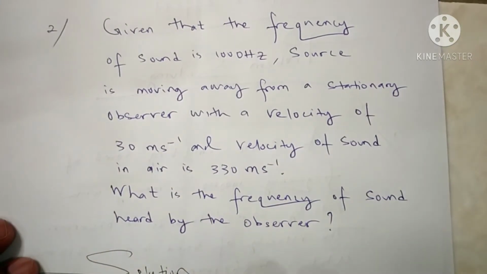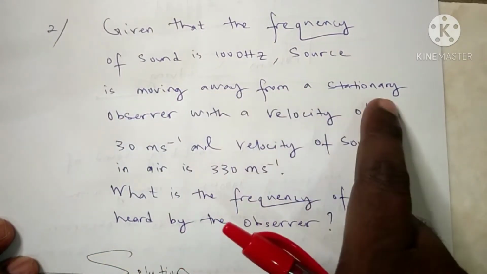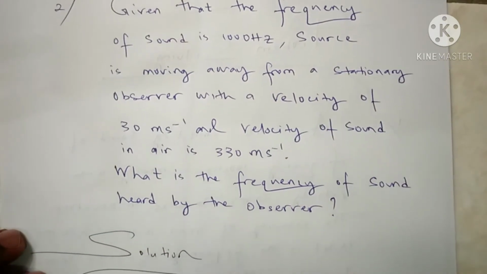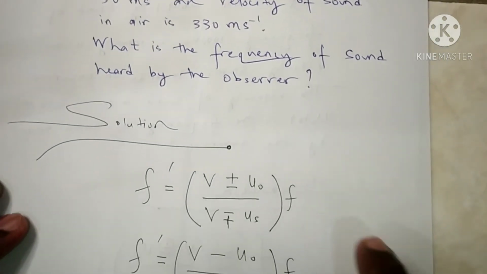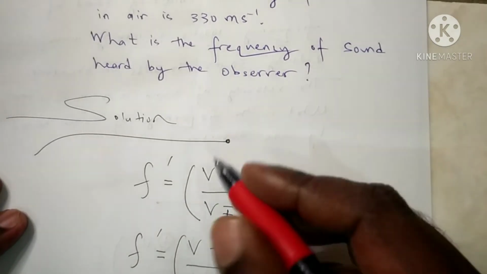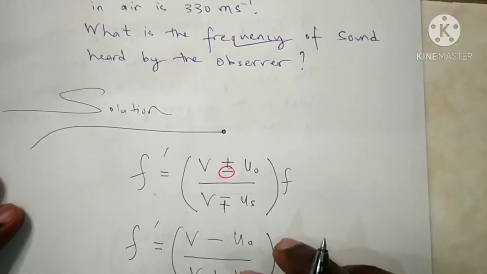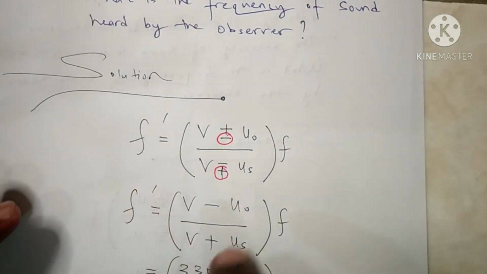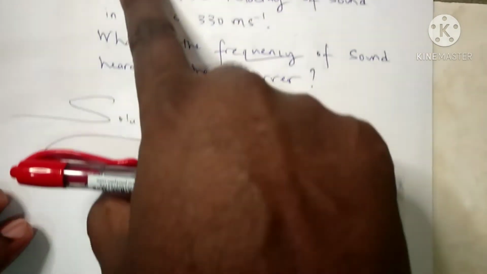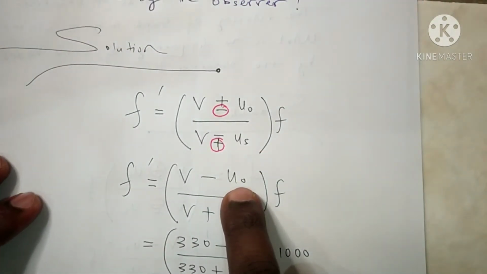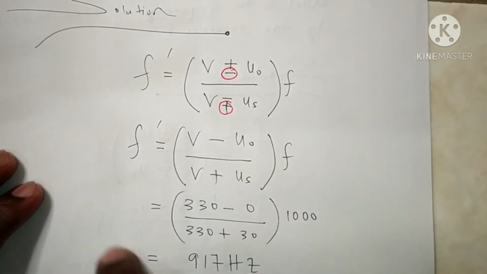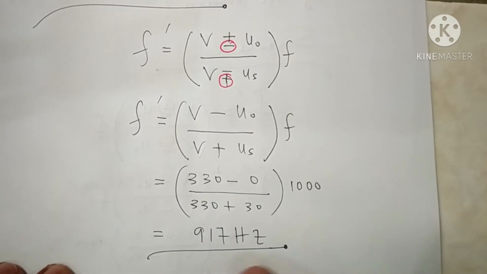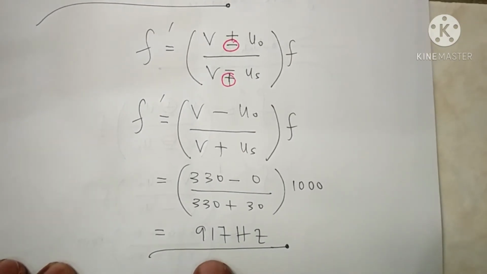Now we can see that source is moving away from a stationary observer. So if anything is moving away, the numerator will be negative, followed by the denominator will be positive. The observer is stationary, so the speed of the observer is zero, and we substitute all the possible values accordingly in this formula. And now the apparent frequency is 917 Hz.